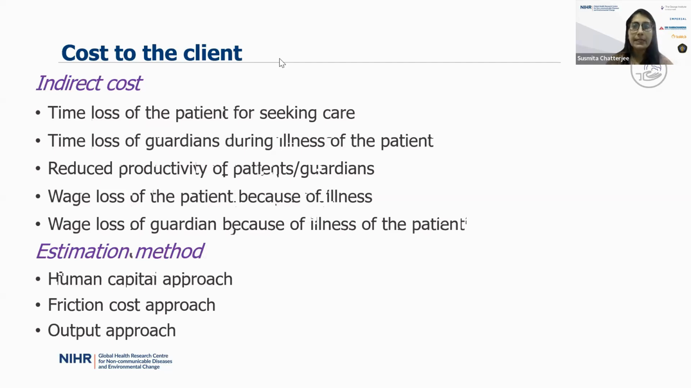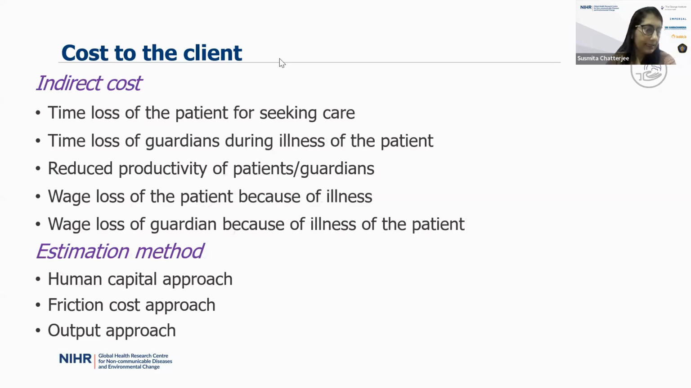Now, the point is how this cost of illness will fit in the economic evaluation, because we are ultimately interested in that. We can definitely do a cost of illness study, but if we want to put this cost of illness information from a patient perspective, how does it fit into the broader economic evaluation? Think of it.